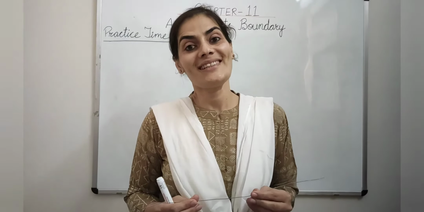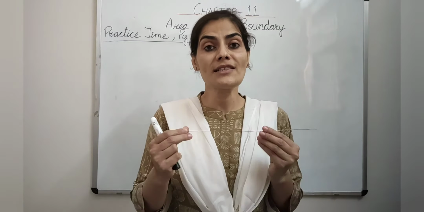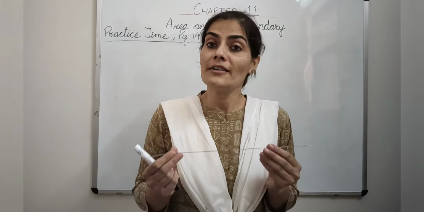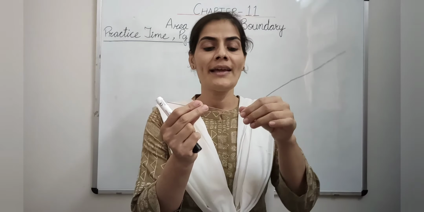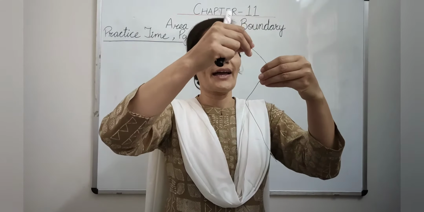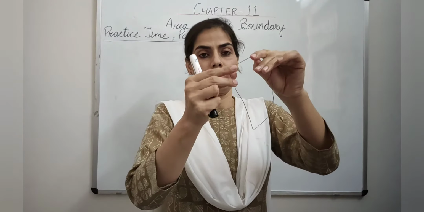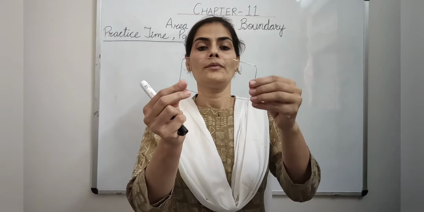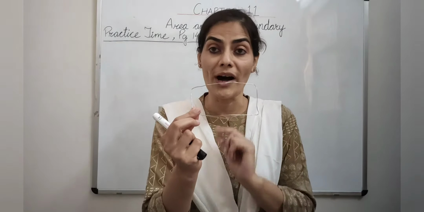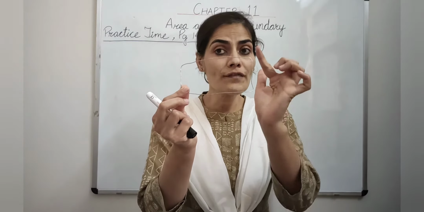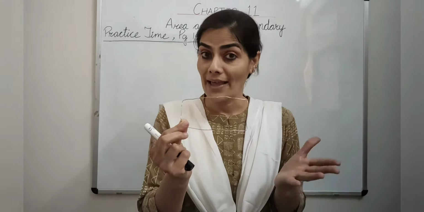Now we are on question C. The question is, a thin wire 20 centimeters long is formed into a rectangle. Just imagine that this wire is 20 centimeter long and I form a rectangle with this. So we have this rectangle which is made with a 20 centimeter long wire. If the width of this rectangle is 4 centimeters, what is its length?